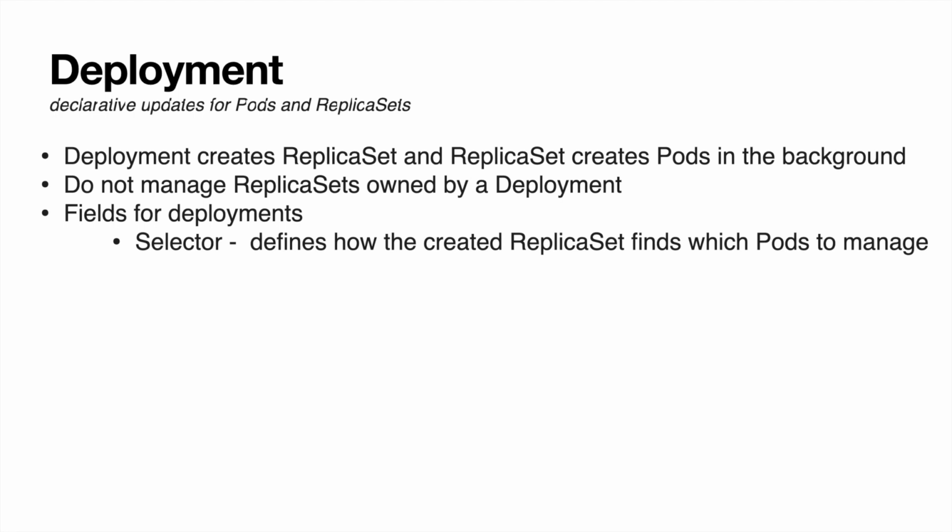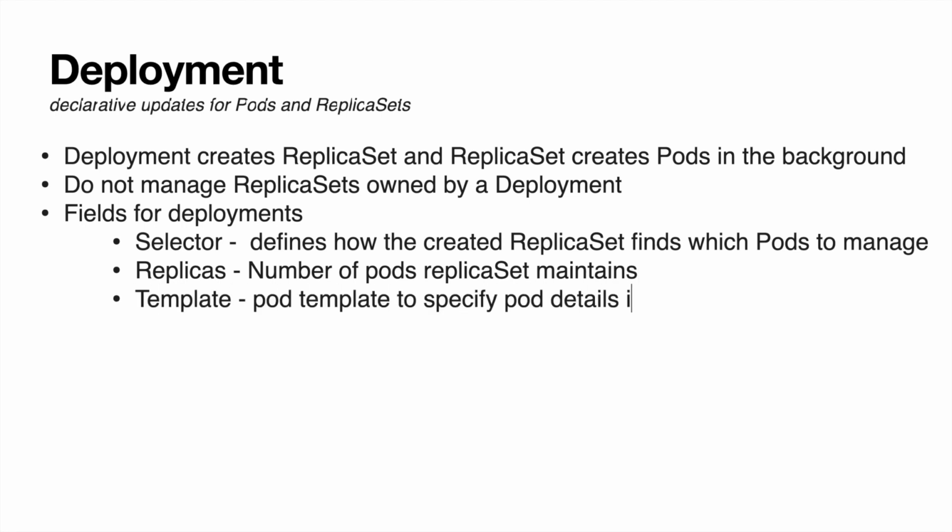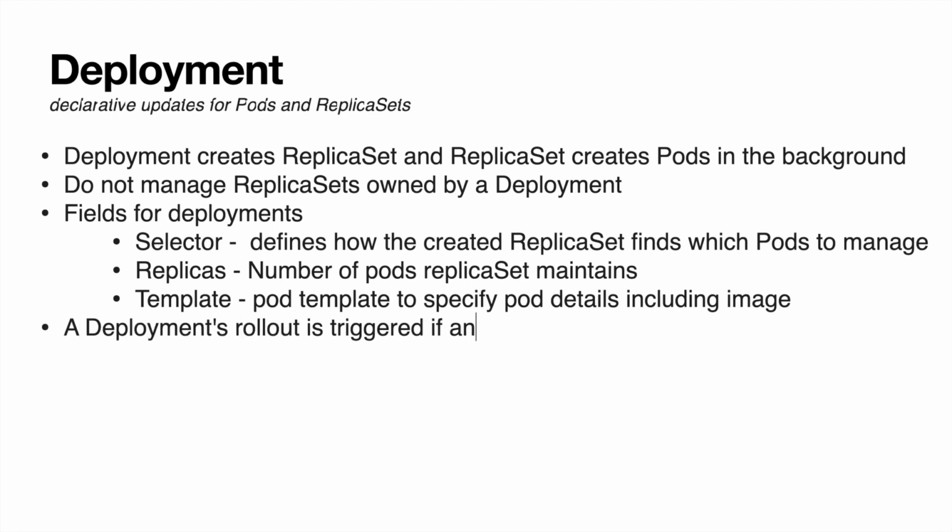Again, you need some selector, right? It determines how the replica set finds which pods to manage. So again, it is the same as what we have for the replica set selector. Then replicas, how many pods the replica set wants to maintain. Then template, the pod template to specify pod details including the image.